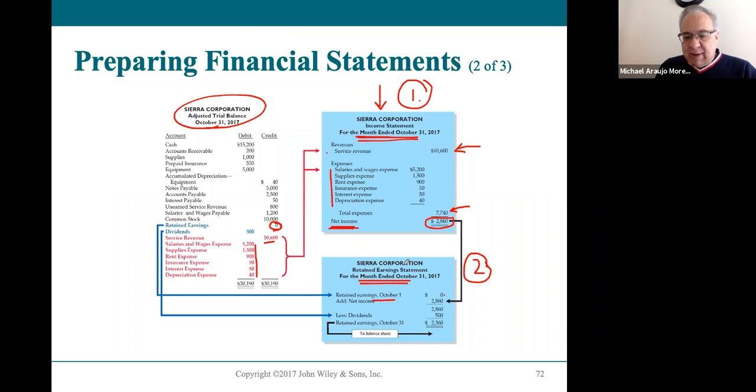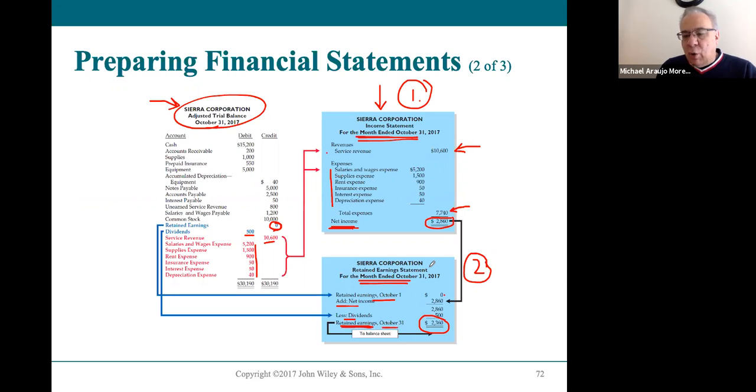But you know how a retained earnings statement works. We add the net income we just calculated. We subtract out any dividends. How do we find out the dividends? Go back to that adjusted trial balance. It has all the numbers you need. Here's the $500 in dividends that were taken. So we take away the $500 in dividends from the net income, and the remaining balance is the amount of profit retained, the retained earnings at the end of October.